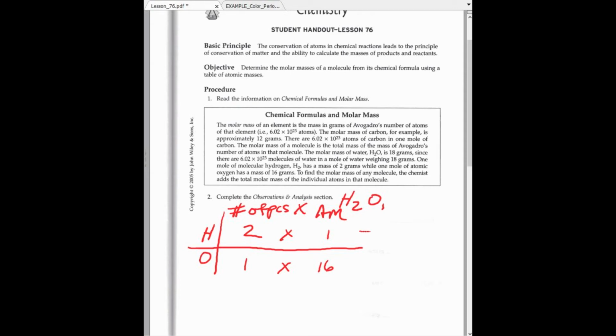So 2 times 1 is 2. 1 times 16 is 16. 16 plus 2 is 18. And that's how we figure out the molar mass. That would be 18 grams.